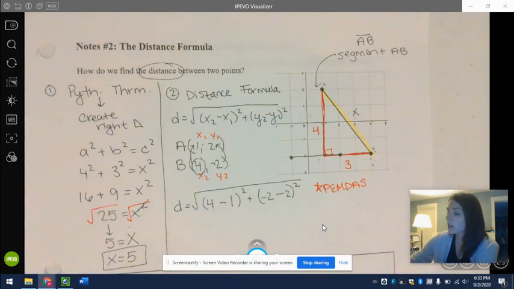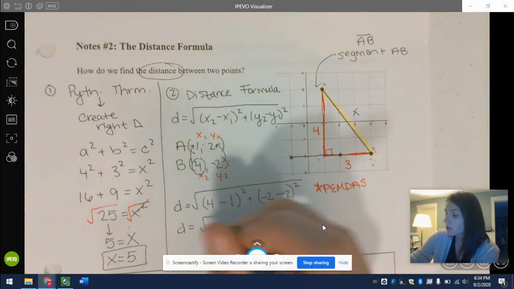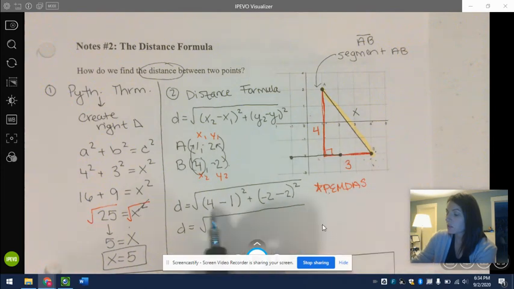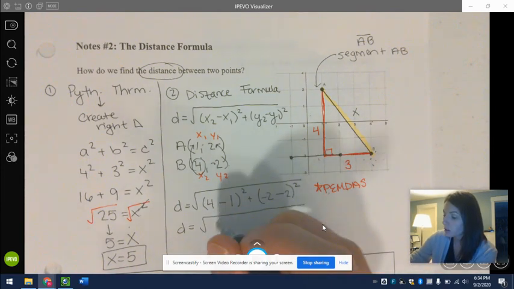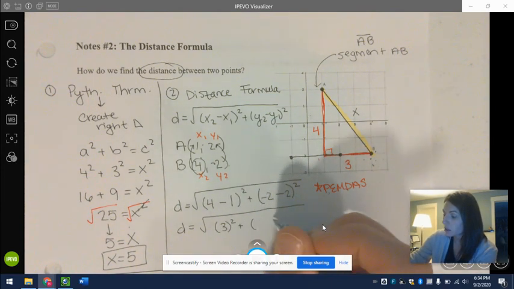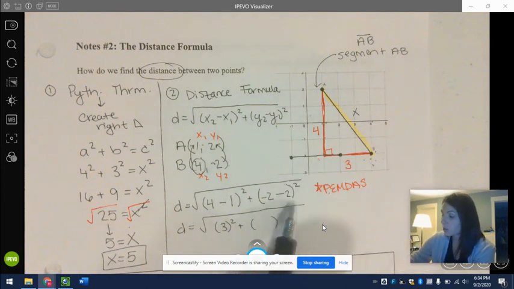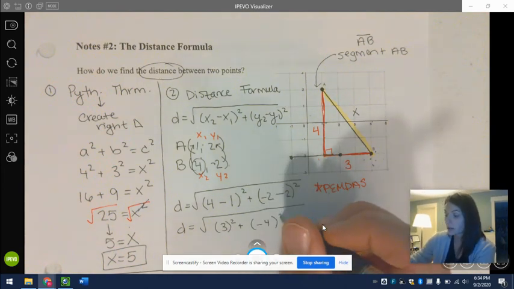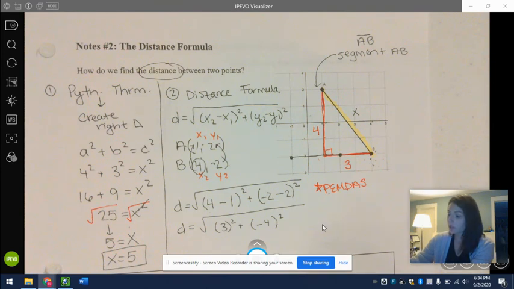So when I'm simplifying this distance formula, first I'll start with the parentheses. So 4 subtract 1 is going to give me 3 squared, plus parentheses here is going to give me -4 squared. Next, I'm going to want to deal with exponents.